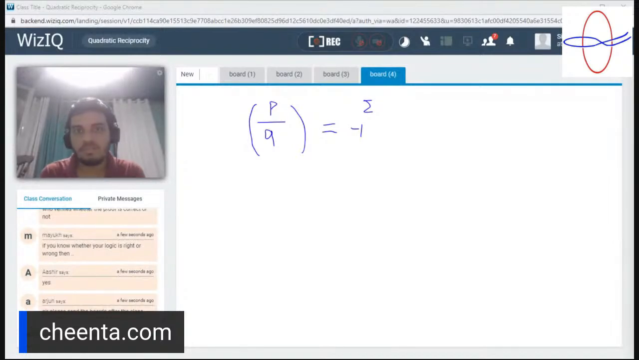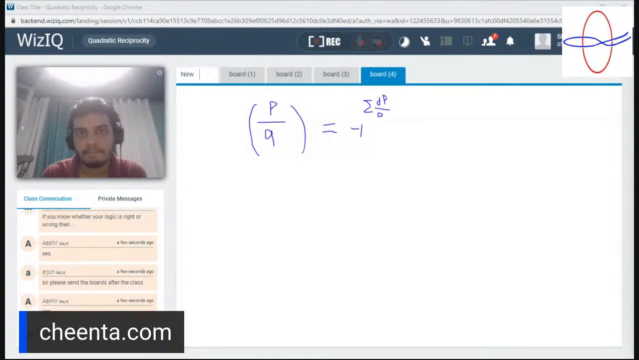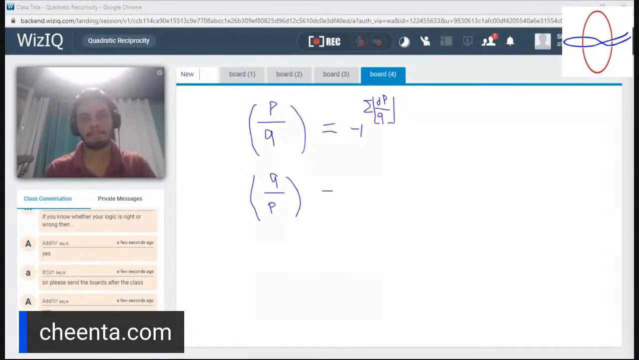Summation of the floor of j times p over q, right? And we have vice versa. q by p is equal to minus 1 raised to the summation of the floor of j times q over p.